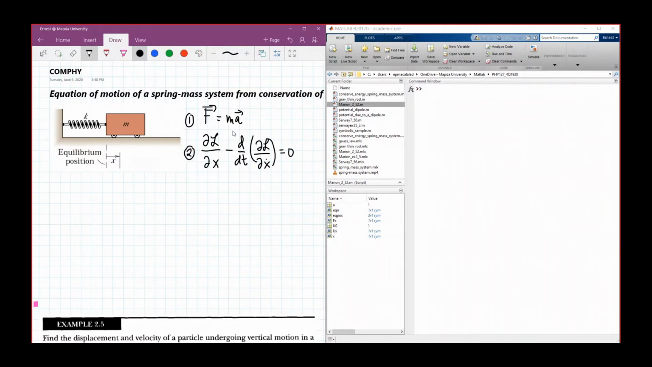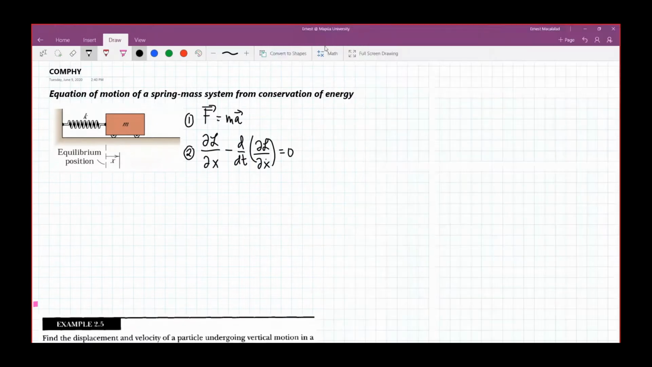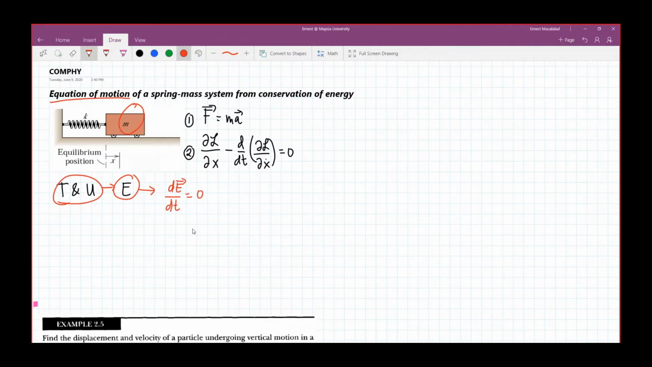But this time, for demonstration purposes, we're going to use the conservation of energy. That means we need to know the kinetic energy and the potential energy of this mass. And from here, we can calculate the total energy. Then from the total energy, we can derive the equation of motion if we take the derivative of the total energy with respect to time and equate it to 0.